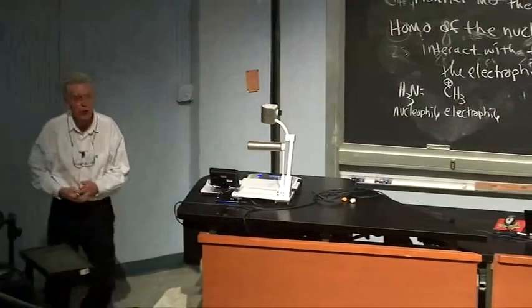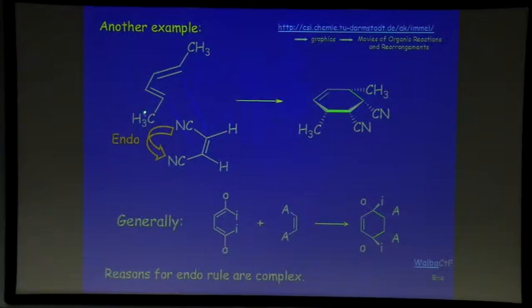So here's another example, now no longer cyclic. Back to the trans-trans-pentadiene and the dicyano system, shown again. As this approaches in the endo transition state, these nitrile groups point to the backbone of the diene. When you're finished, all of these groups wind up cis to each other.